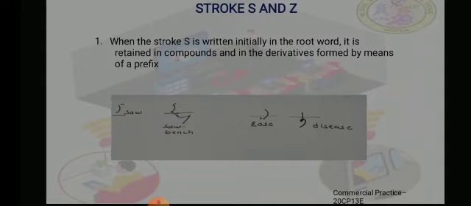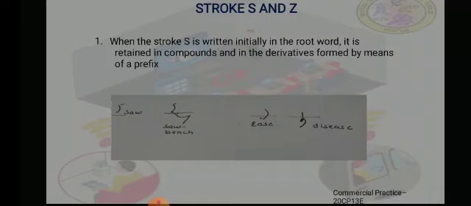So the first rule under this continuation of Unit 4 is: when the stroke S is written initially in the root word, it is retained in compounds and derivatives formed by means of a prefix. See now, there are certain words which are called root words and derivatives. If a root word has a stroke S in it, it has the sound S in it, and when you are writing a derivative using that particular word, you have to use stroke S.